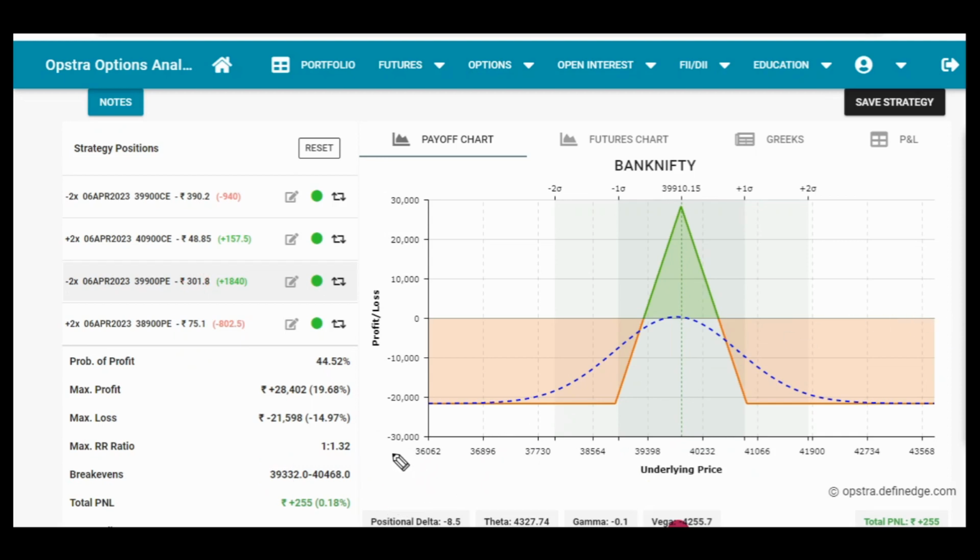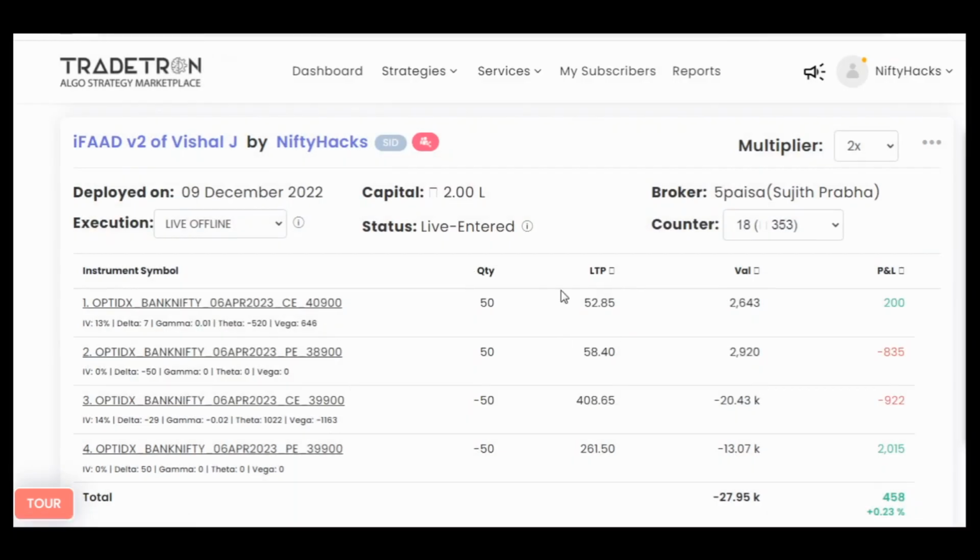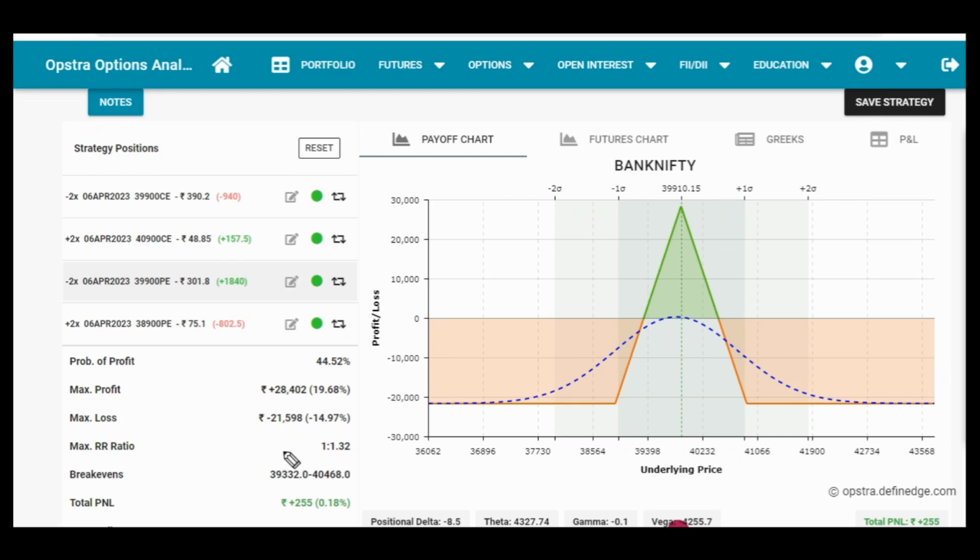These are the adjustments to watch for with our current iFAAD strategy code, this one, right? Because this was created only yesterday. So this was the first adjustment.